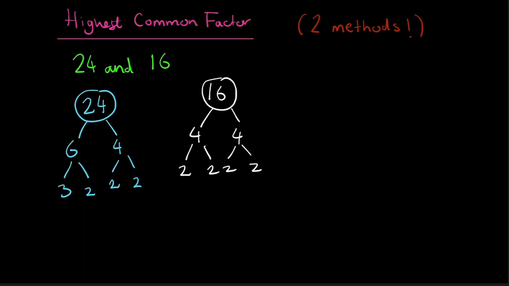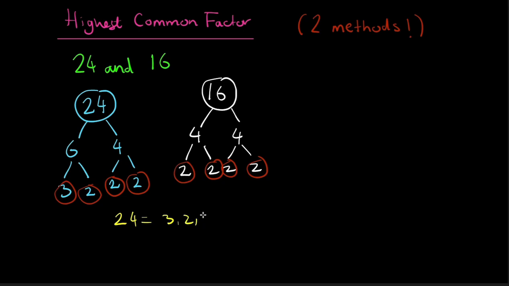So which are prime numbers here? This is a prime number, that's a prime number, and all these are prime numbers as well. So let's write this out. 24 has 3, 2, 2, and 2. And then 16 has 2, 2, 2, and 2.